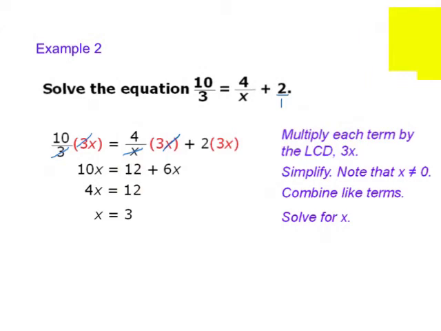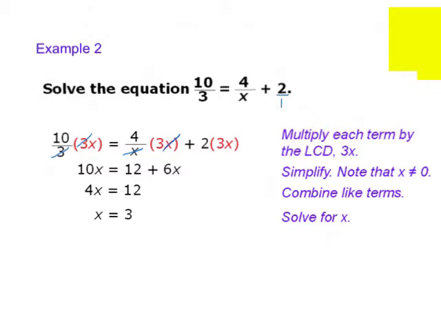Now, notice here, I just have 10x. I have a 12 plus a 6x here, so I need to subtract this 6x from both sides, giving me 4x. 4x equals 12. Divide both sides by 4, and I get x equals 3.